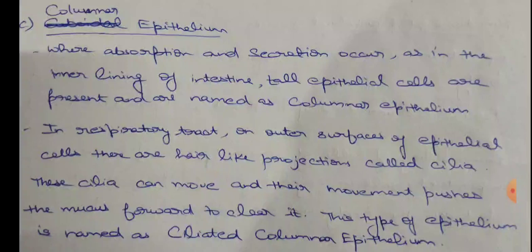It traps the microorganism. Okay, and where it is present, especially in the respiratory tract, on the outer surfaces of the epithelial cells there are hair like projections that are called cilia. The cilia move, and with the help of that movement the mucus also is pushed forward. The name of such kind of epithelium is ciliated columnar epithelium. Clear, students?